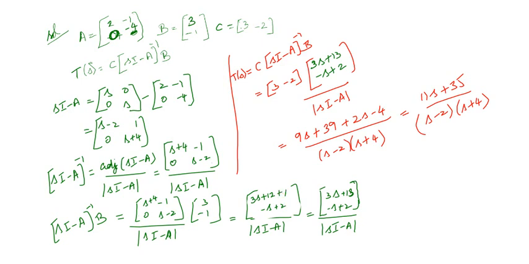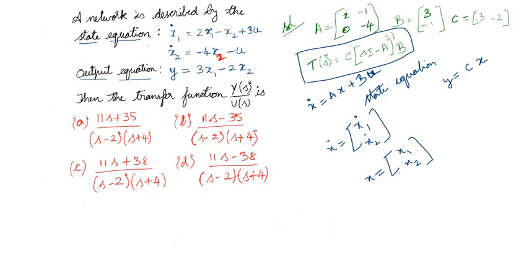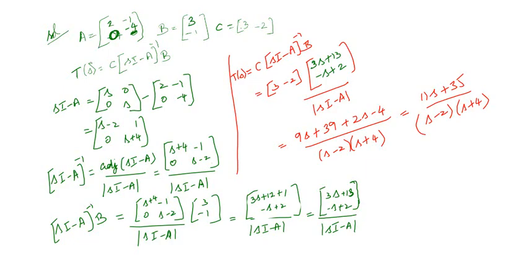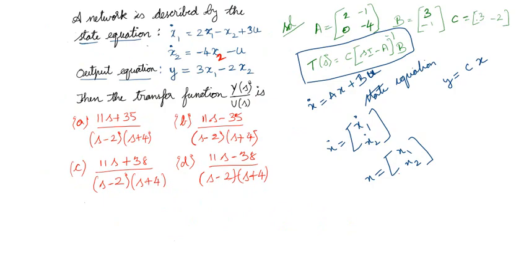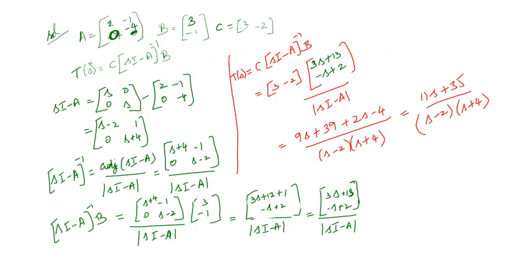Okay. Now we need C into (sI minus A) inverse B. So see what is C? C is 3 comma 3 minus 2, and we already found (sI minus A) inverse B here, right? The answer is here. Bring it here. Now we multiply. What is the determinant of sI minus A? Take the determinant of sI minus A, we get this term. So on solving we get (11s plus 35) divided by (s minus 2) into (s plus 4). So the option is s plus 4, minus 35, right? So option A is the correct one.